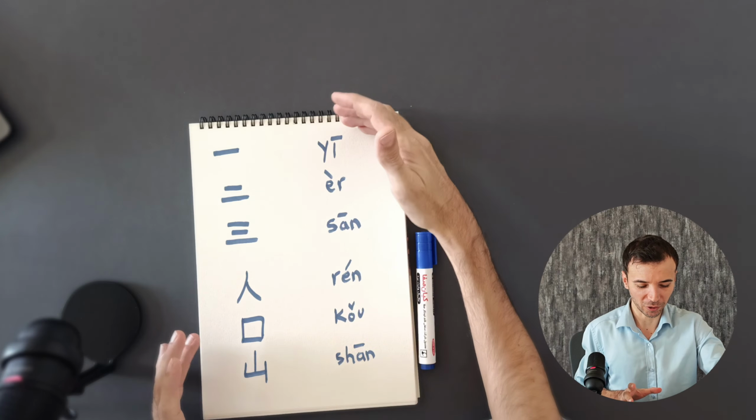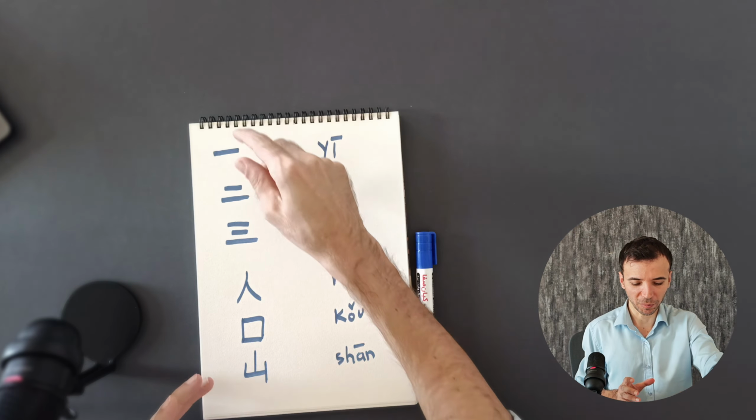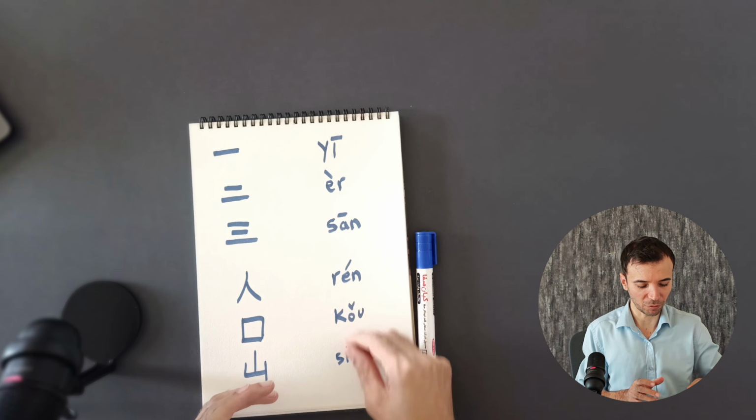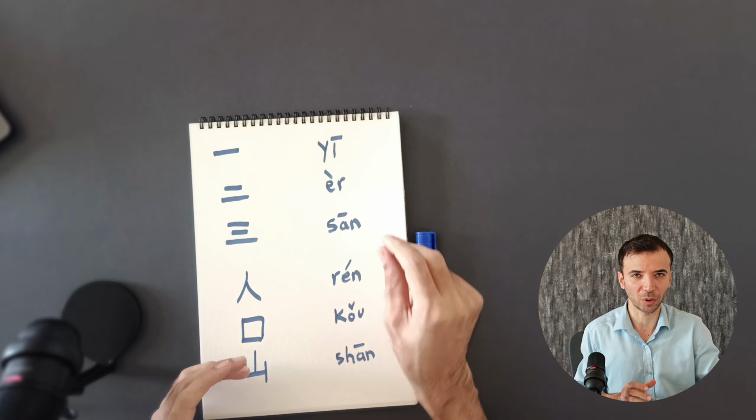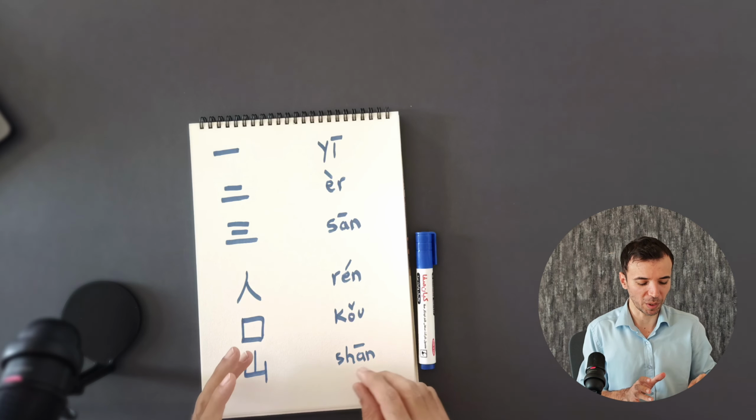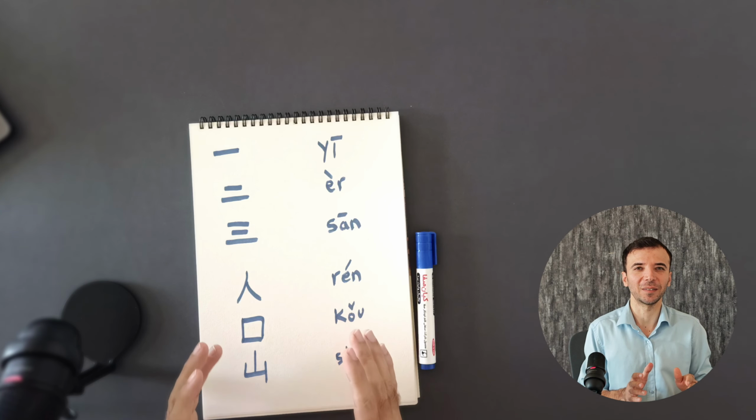So go back to these characters and try to write them again and write the romanization with the correct tones. You should be able to remember all the tones by the next lesson. This is the end of lesson 3, and I will see you in the next lesson where we study a few more important characters in Chinese.